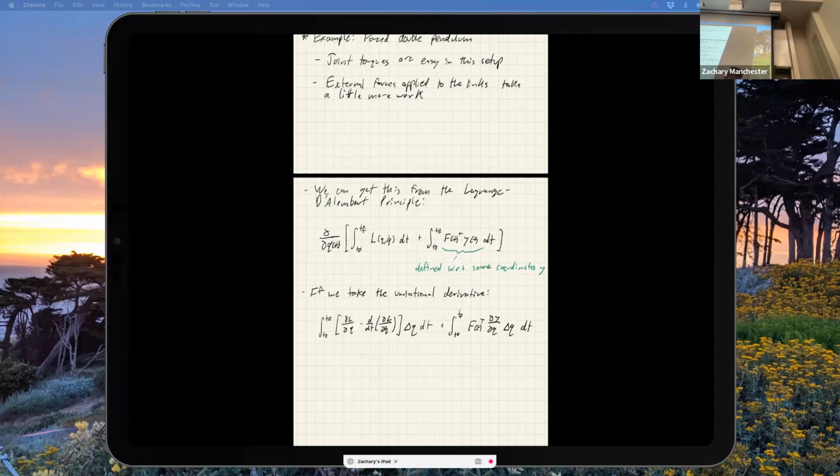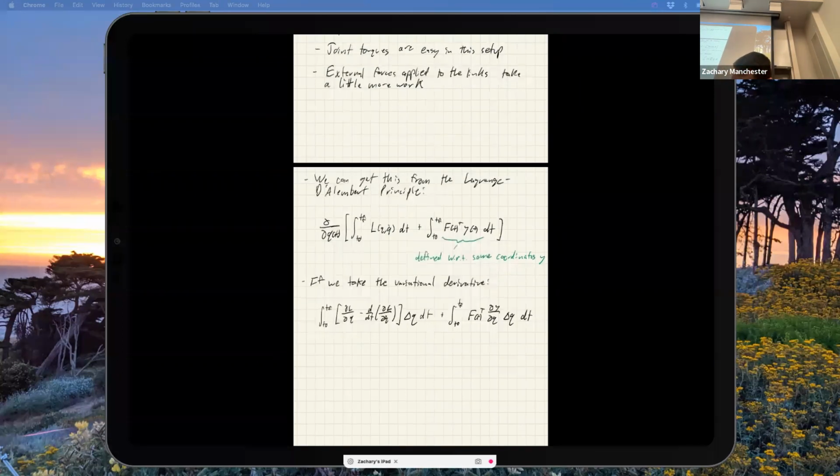Now, the argument, right? The classic calculus of variations argument is that this has to hold true for any delta Q. So now I just get this whole thing, right? Has to equal 0. So that's where we get it. And it looks like this.